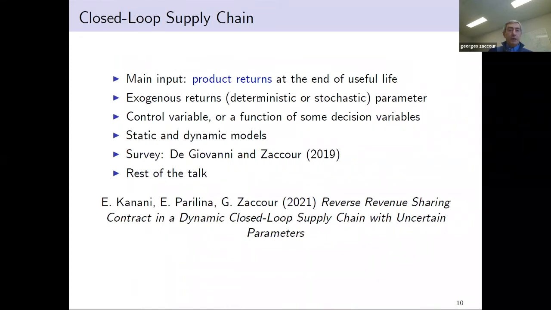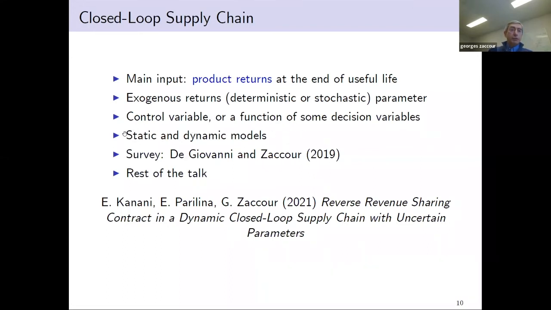Now, if we look at how this has been done in the literature, one part of the literature has assumed that the returns are simply given, either in a deterministic or a stochastic way, meaning that companies are not really investing in any effort to increase the rate of return. Otherwise, you can implement some controls in order to increase these returns. And in such case, the returns can be, for instance, a state variable, and you are investing in advertising in order to increase this return.